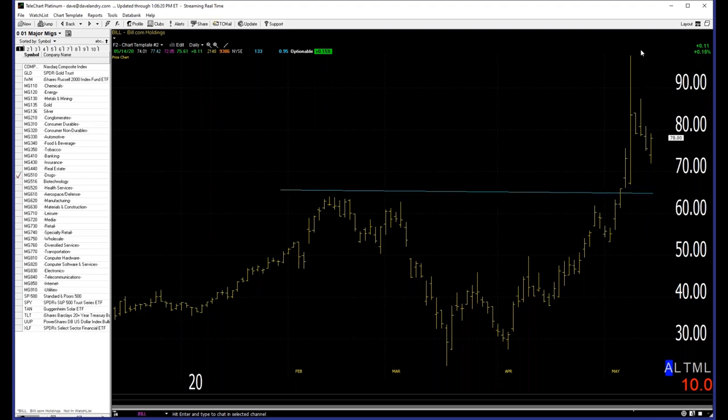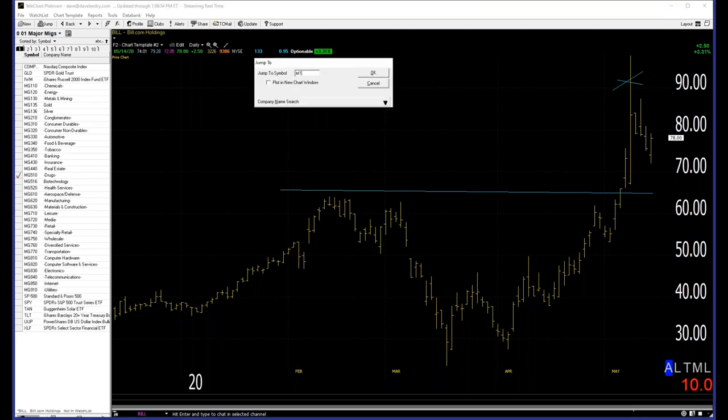My only problem here, and initially I look at it, I get pretty excited, but this whole big rally was just one day, okay? So I would pass on that one. Keep it in your momentum list, but I don't see anything that's going to happen there right away.